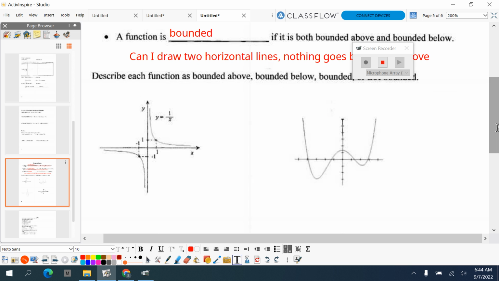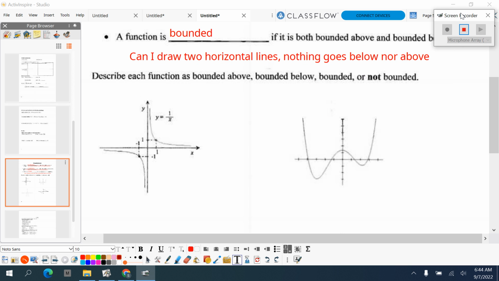Now this is irrational, and I like to point that out as irrational. I can tell by the equation, and I can also tell by what it looks like. Now, this is not bounded. It's neither bounded below nor above. If I draw horizontal lines, these functions continue up and down. This particular one here we'll refer to as a polynomial.